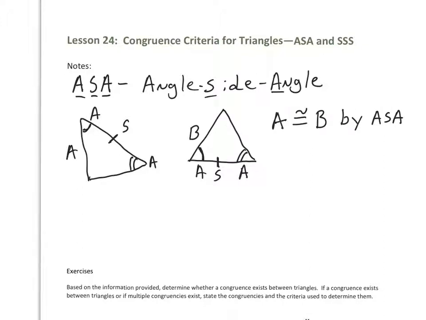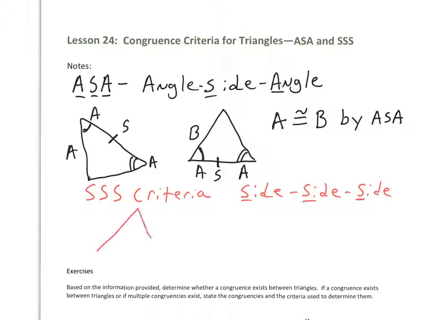And the second one, which I think is probably the easiest one to do, is the SSS criteria. SSS stands for side, side, side. So what that's saying is if you can match up all three pairs of corresponding sides, then the two triangles are congruent to each other. So we'll start with one triangle here. We have another triangle here.